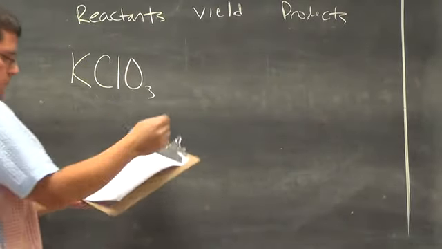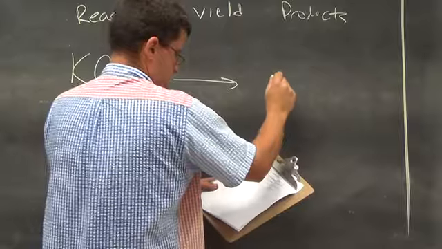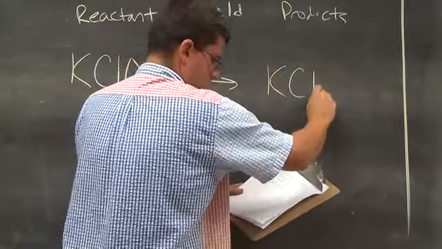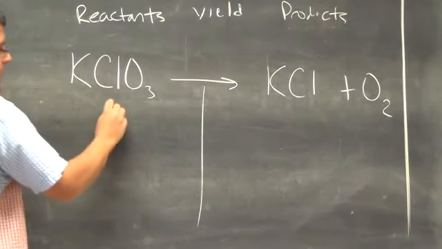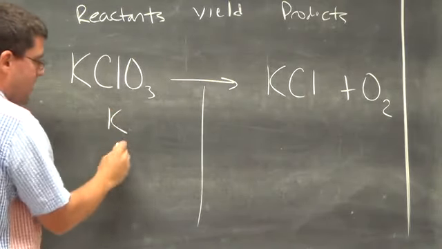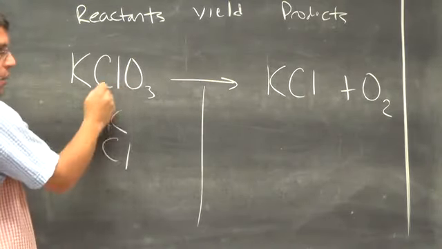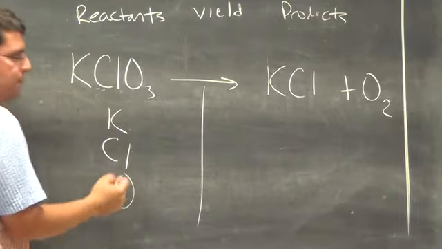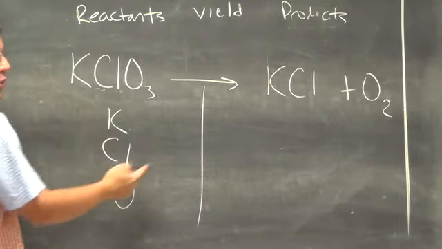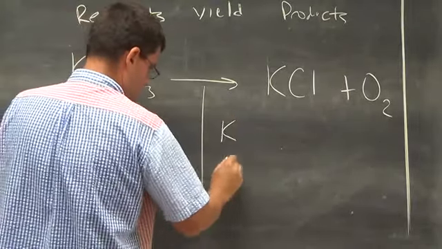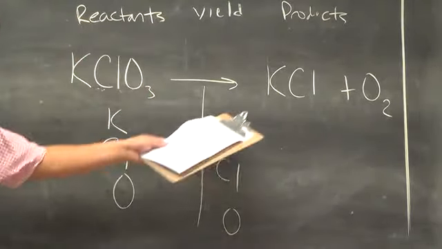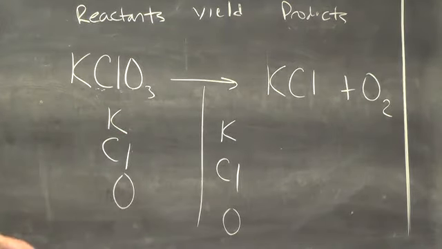KClO3. Sorry, that should be a subscript. Okay, let's take inventory. I've got K, which is potassium. I've got Cl, upper, lower, upper, lower. I've got oxygen. Now please, please write in the same order on the other side. I don't care how they appear, please. KClO, KClO, it just keeps you organized.